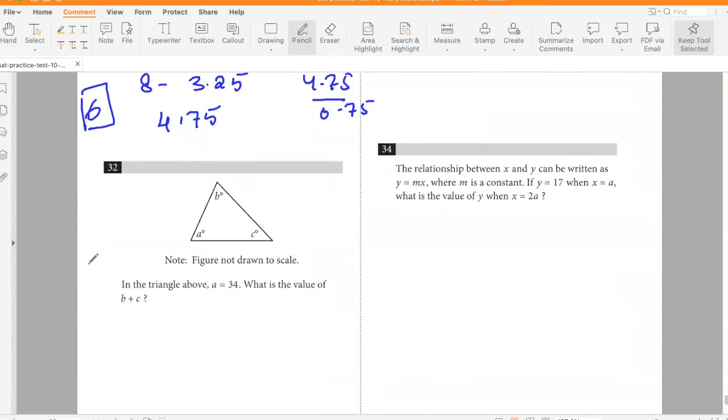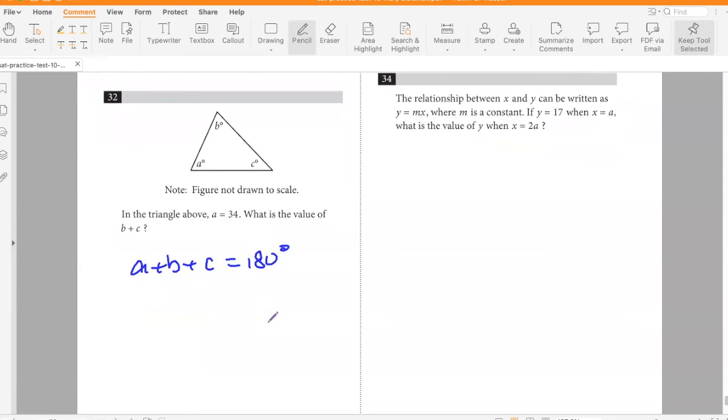In the triangle above, A is 34. What is the value of B plus C? So A plus B plus C is 180 degrees because angles in a triangle sum to 180. So if A is 34, then B plus C is 180 minus 34, which is 146.